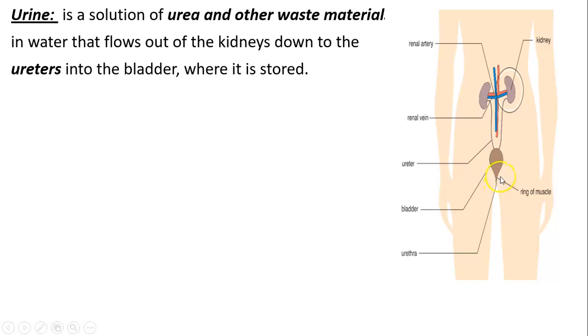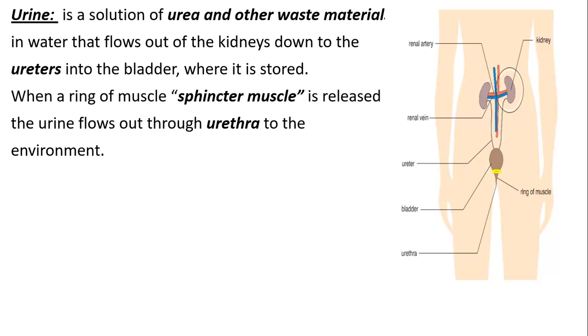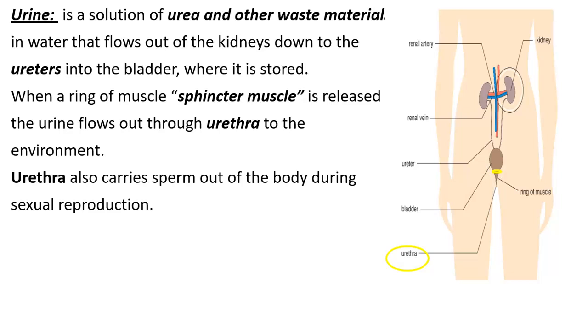Above the urethra, we have a ring muscle that controls the escape of the urine when you're ready to get rid of it. This is called the ring muscle or the sphincter muscle that prevents you from just urinating at any time. You can control your urine and the time you're ready to urinate because of the presence of the sphincter muscle.